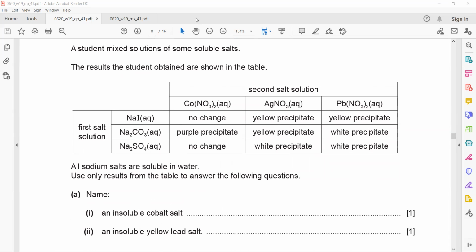Cobalt nitrate is mixed with sodium iodide, then with sodium carbonate, and then with sodium sulfate. In the same way, silver nitrate is mixed with sodium iodide, sodium carbonate, and sodium sulfate, and so on. Now the question is, name an insoluble cobalt salt. Cobalt nitrate mixed with sodium carbonate forms a purple precipitate. It means this is an insoluble salt. But what is the name of this insoluble salt?